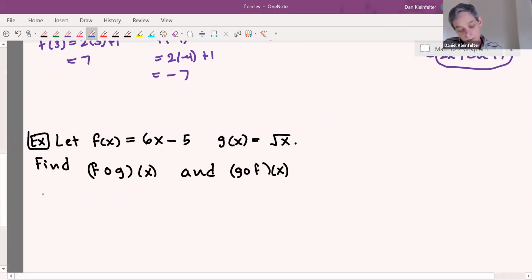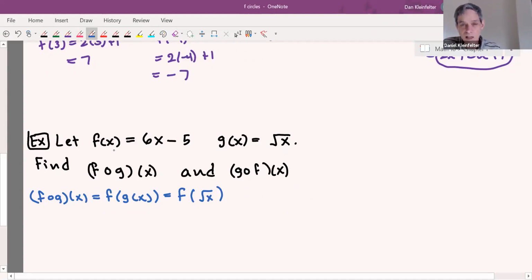So let's try. F circle g of x, that means we're finding f of g of x. Okay, but what's g of x? G of x is the square root function. So we're finding f of square root x, because that's what g of x is. We're going to take that and put it into f. F says, whatever you give me, we're going to do 6 times that, take away 5. So 6 square root x minus 5. Okay, and that's it.